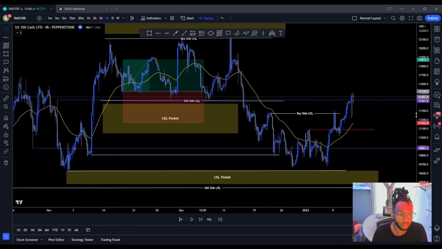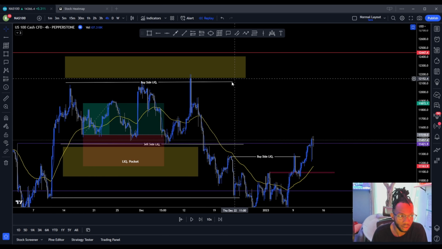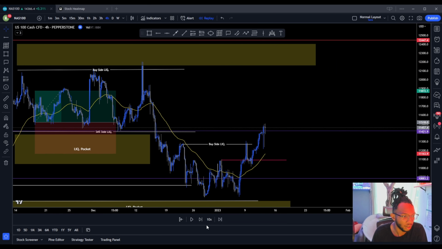So let's go over just a little bit more and see what we can find out what happens inside the market here. Let's see if we get another run on buy side liquidity up here, aka supply. And let's see.